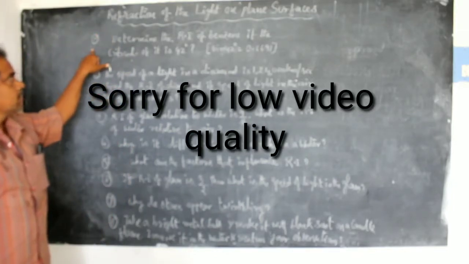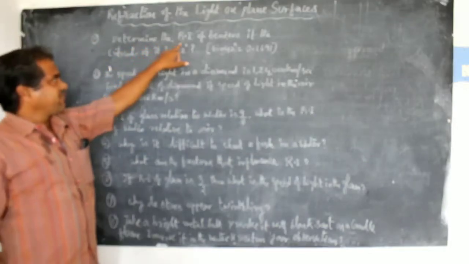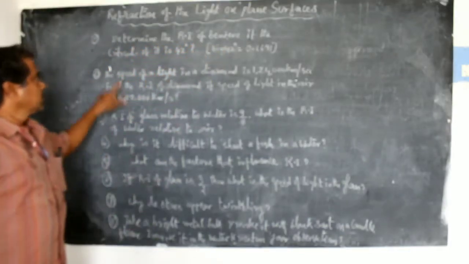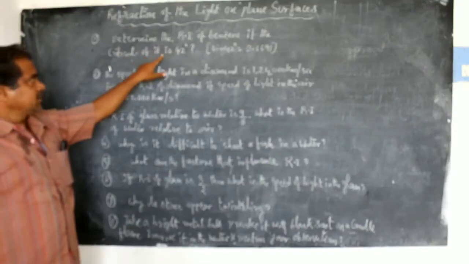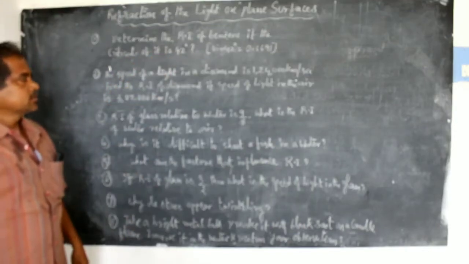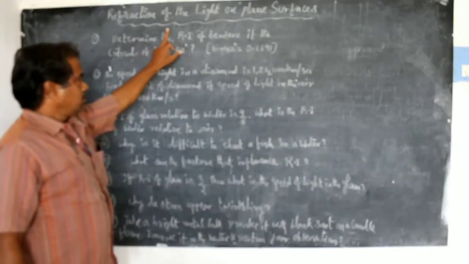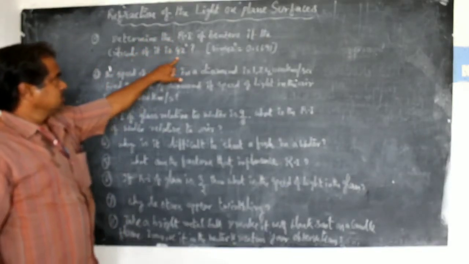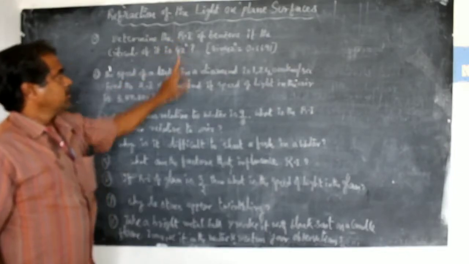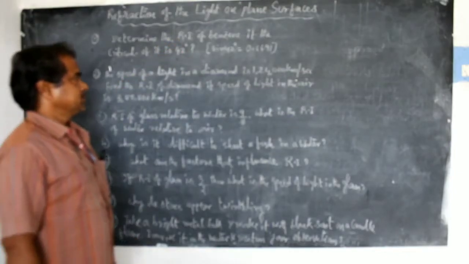First question. Determine the refractive index of benzene if the critical angle of it is 42 degrees. So here, what is given? Critical angle of benzene is given. We have to find the refractive index of benzene.